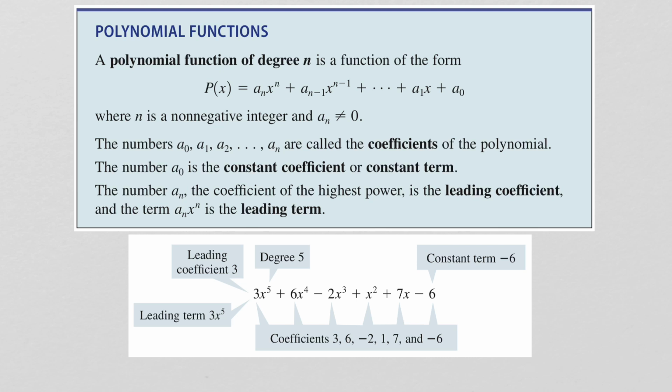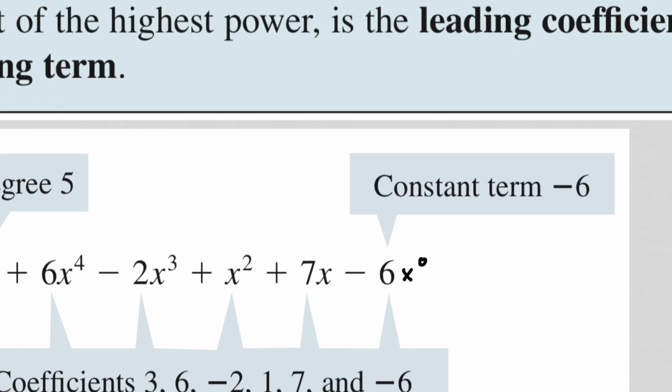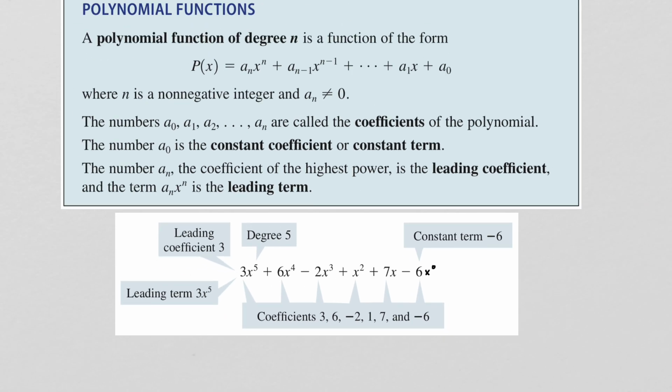Another thing we should note about polynomial functions is that we typically like to write them in descending order. That means we like to write them from the highest power of x and then decreasing down to the lowest power of x. And the constant term technically is x to the 0. So sometimes that is called the 0 degree term.